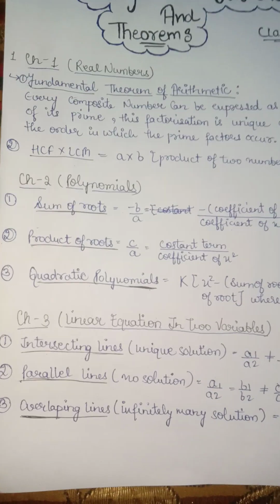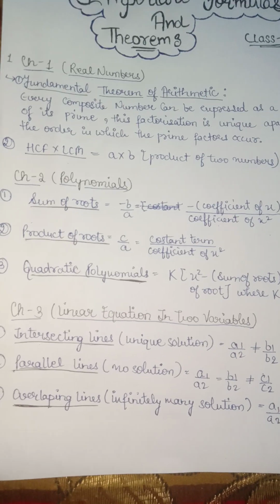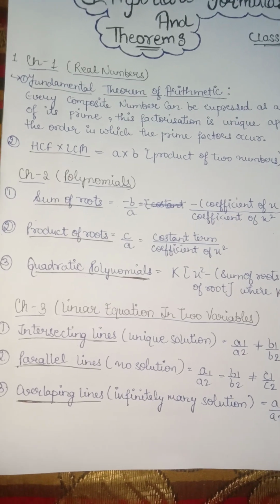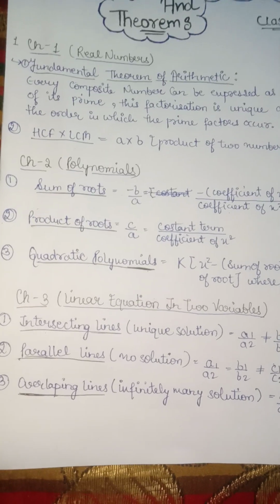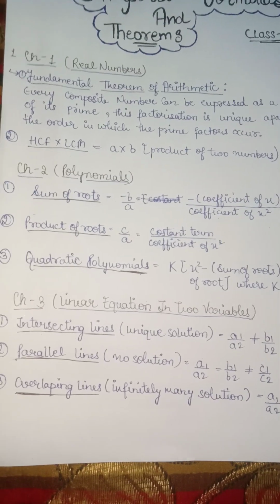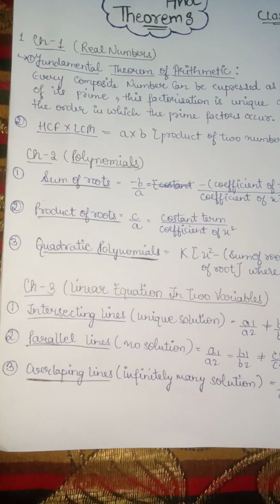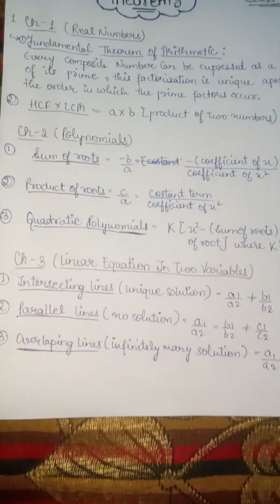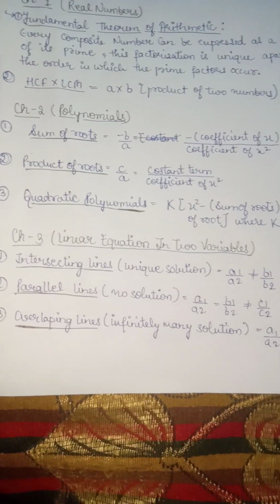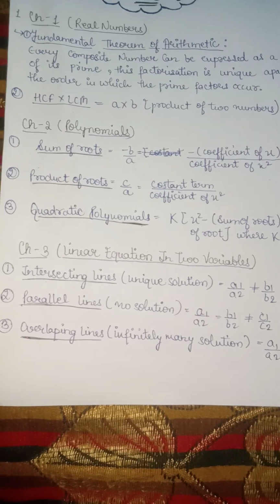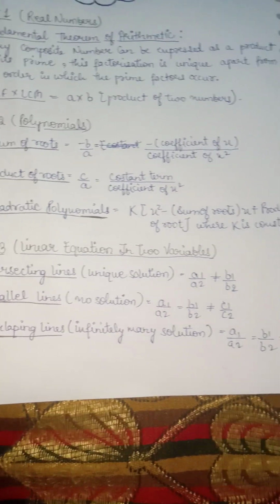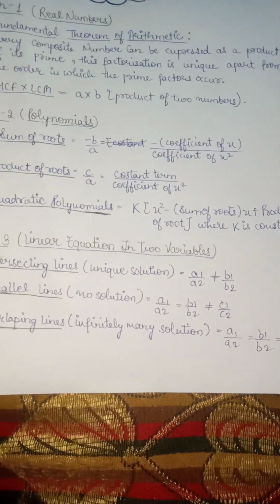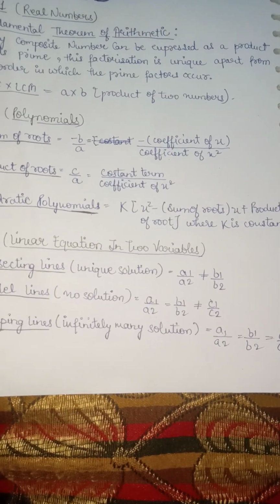First, chapter 1, Real Numbers, in which we have the first theorem, the Fundamental Theorem of Arithmetic, and second we have a formula: HCF into LCM is equal to A into B. Now come to the second chapter, Polynomials, in which we know three formulas: first, the sum of the roots is equal to minus B by A; the product of the roots is equal to C by A; and the quartic polynomial formula, through which we can form a quartic polynomial easily.